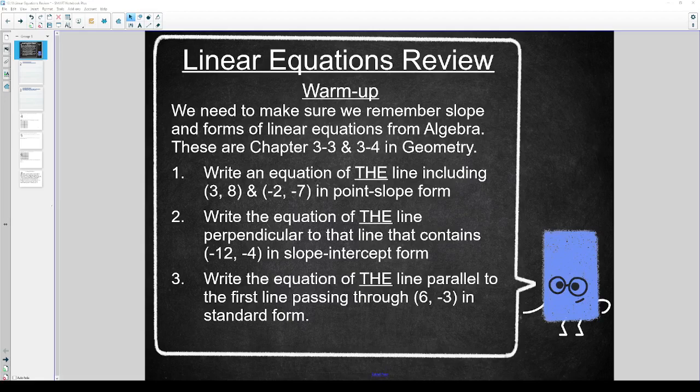Alright, today should be a pretty easy day. We're reviewing linear equations, which is all stuff that we learned last year in algebra. So hopefully this seems pretty familiar to you.